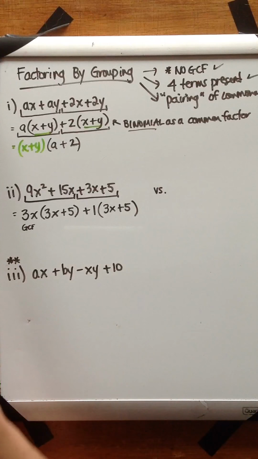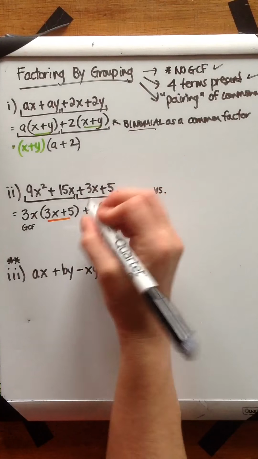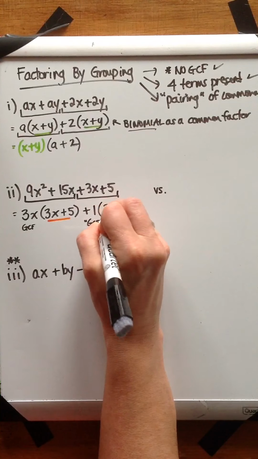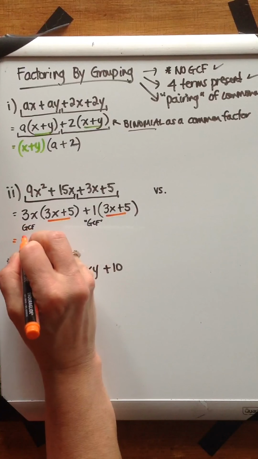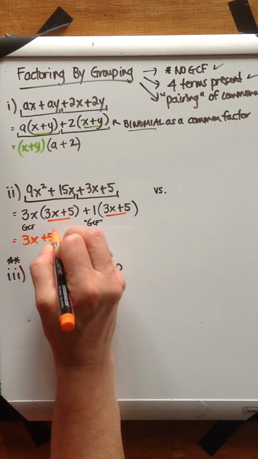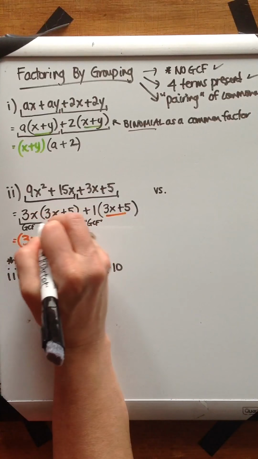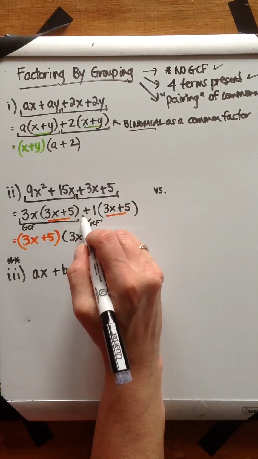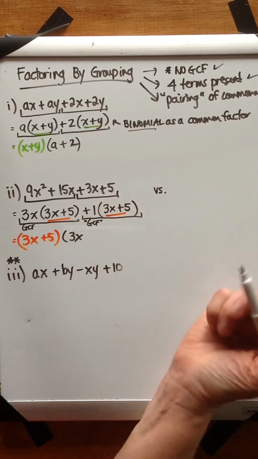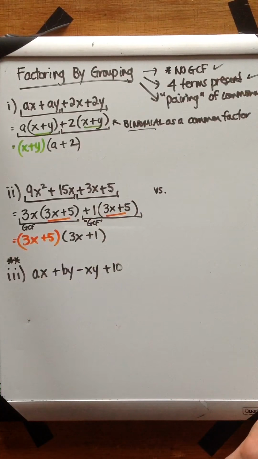And you get this really cool scenario again where you end up with a binomial as the common factor. Okay? So we can factor this now, pulling the binomial out. So this is equal to 3x plus 5, and what do I have to multiply it by in order to get this first string of multiples? I have to multiply it by 3x. What do I have to multiply it by in order to get this string of multiples? I have to multiply it by 1. And there you have it.